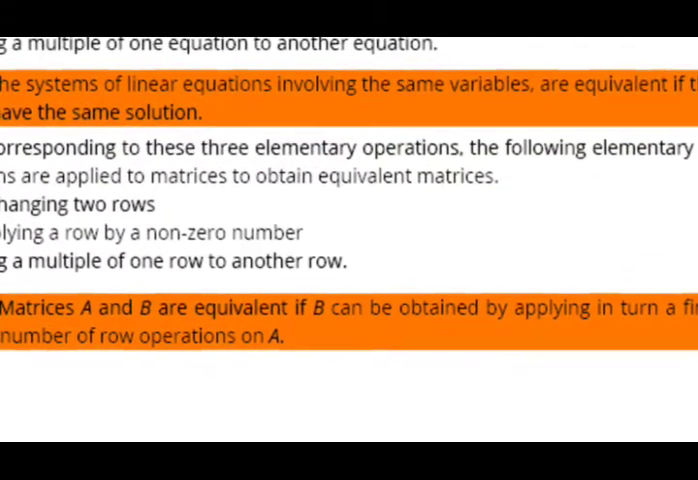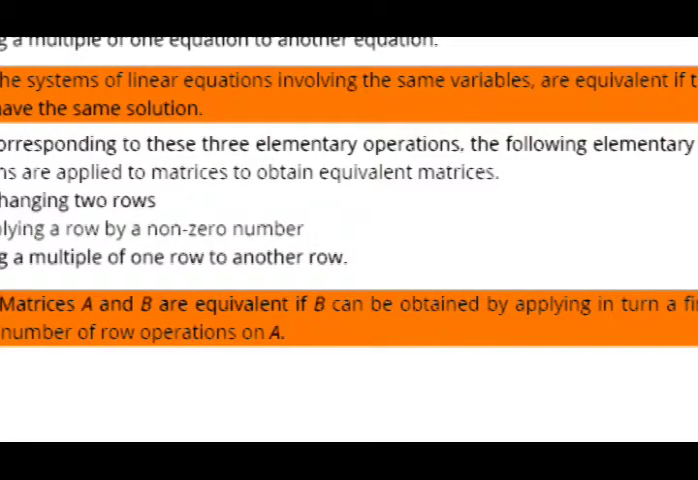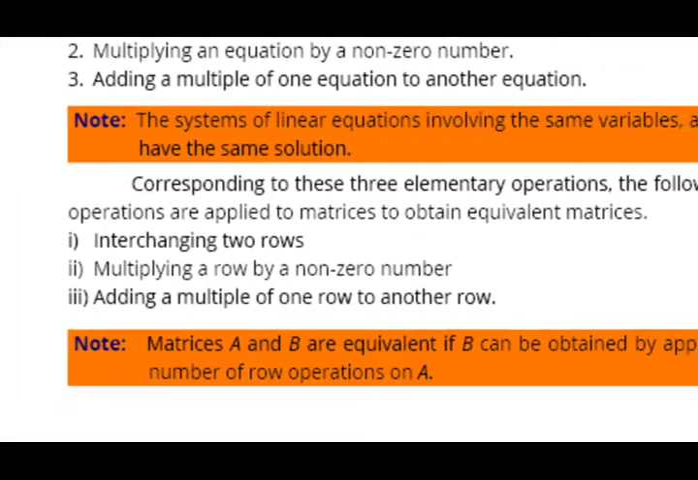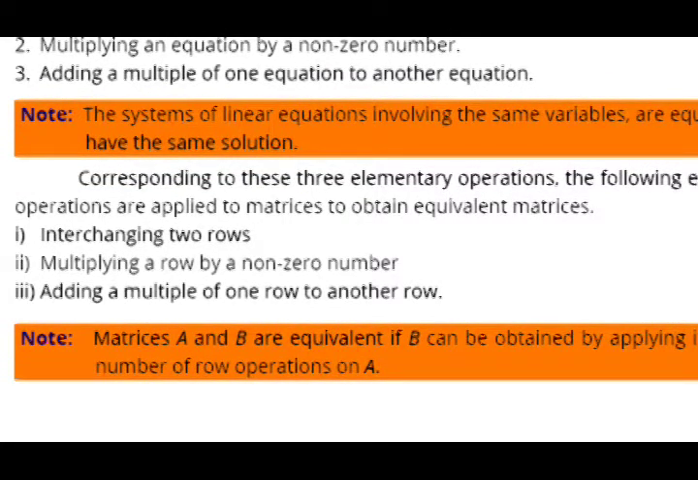The following three elementary operations are applied to a matrix to obtain equivalent matrices. Same as with equations: interchange two rows, multiply a row by a non-zero number, and add a multiple of one row to another row. It is the same process as we do in equations and in matrices, because we write the matrix from the equations.